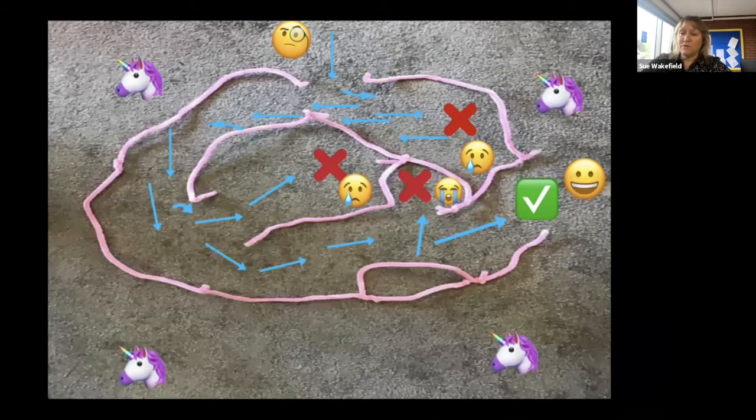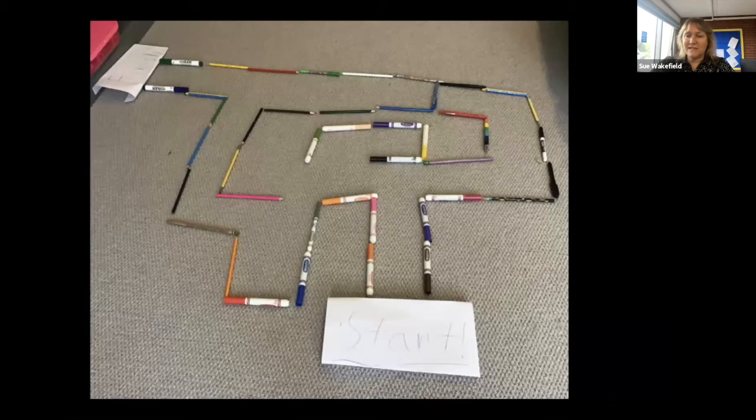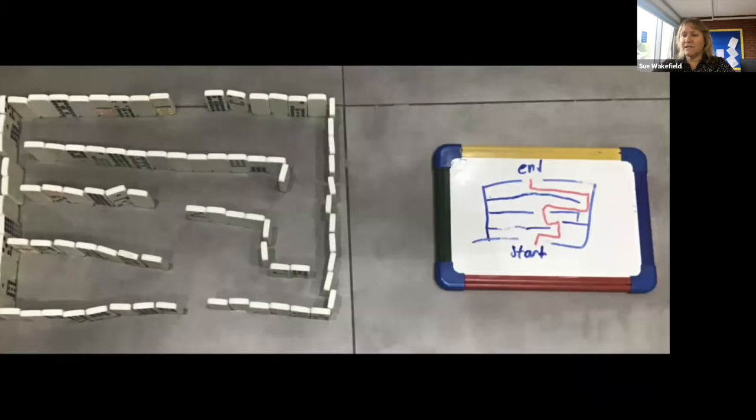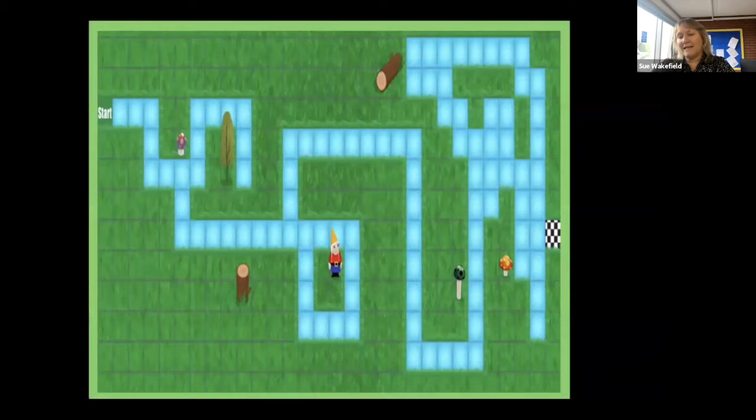Some of them were solved. This little one solved hers. Pens were really featured very heavily this year. I don't know why. I loved this one, another codable maze, and you can see that she actually solved it. And I loved this because he actually put his planning out as well as what he drew.